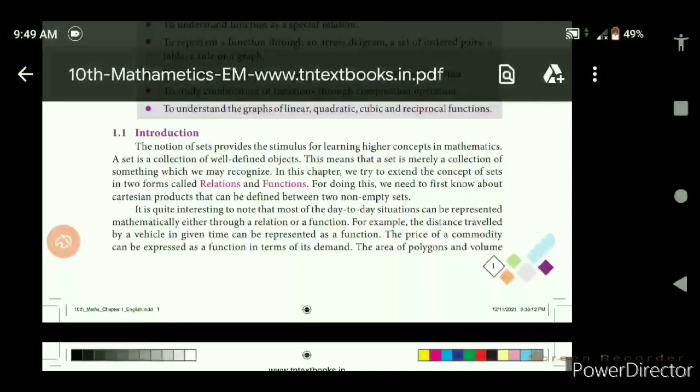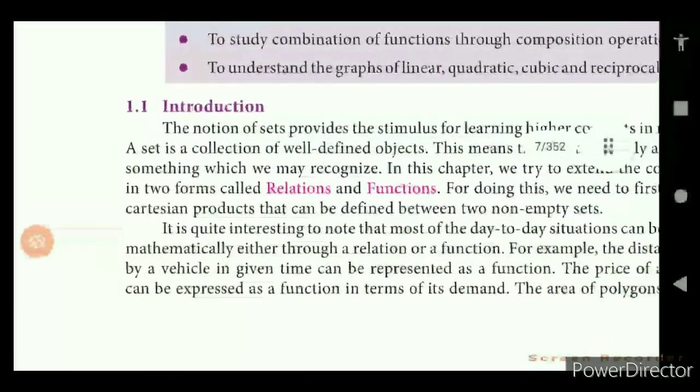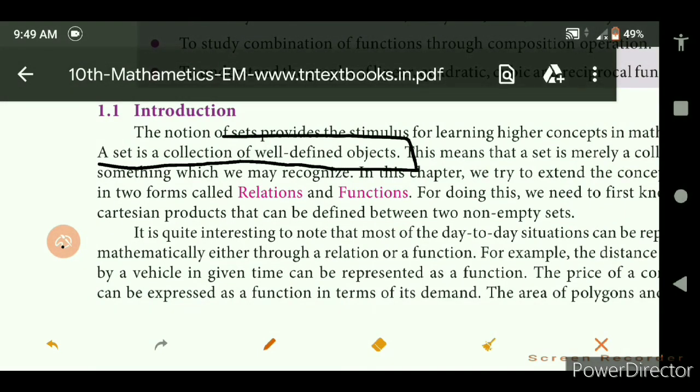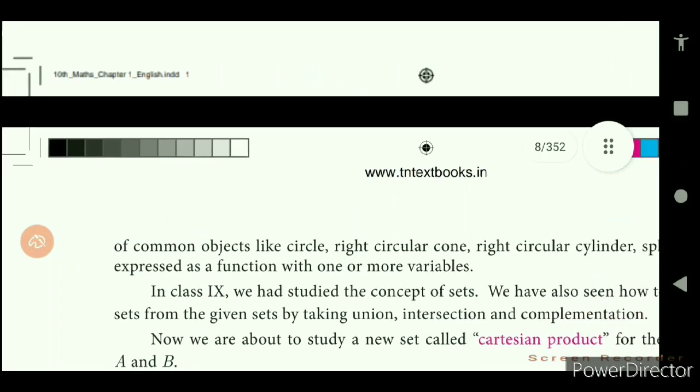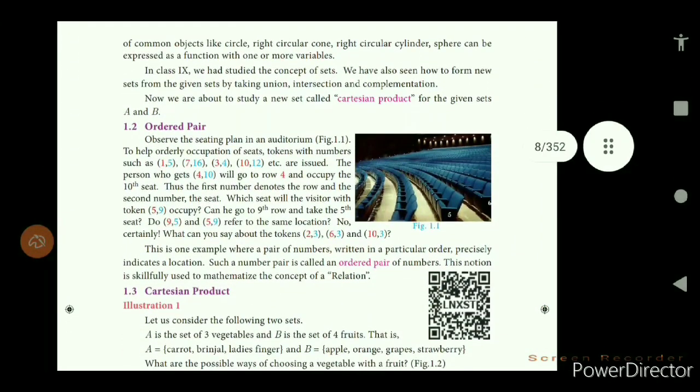Introduction 1.1. In this, nothing is important except this line: a set is a collection of well-defined objects. Recall it again and again. A set is a collection of well-defined objects. Okay. After this, we will go to the ordered pair.